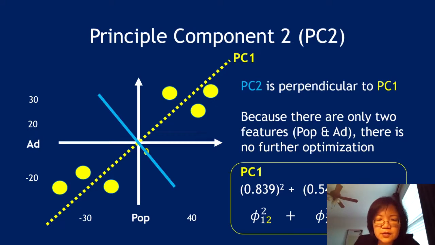So the first one, okay, these are the loadings. Because the second line has to be perpendicular, there's only one possible way. To figure out the second principal component loadings, we would just swap the numbers and make the second one negative. That's how we find a perpendicular line, and that's it. So these are the new loadings, 0.544 and negative 0.839 are the new loadings for the second principal component.